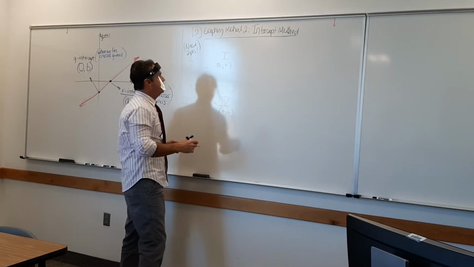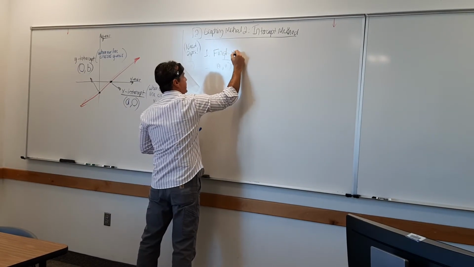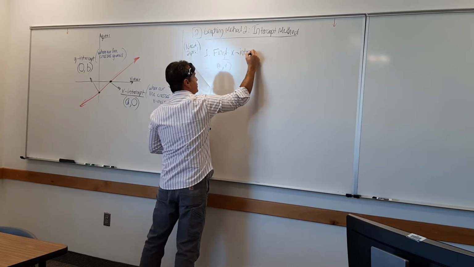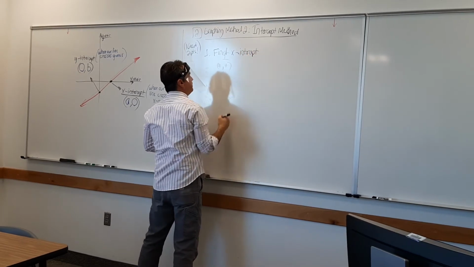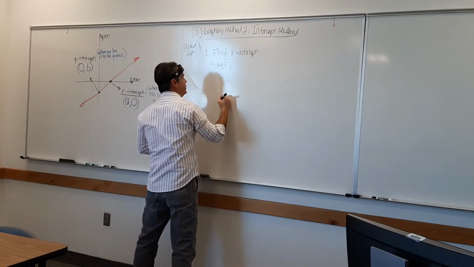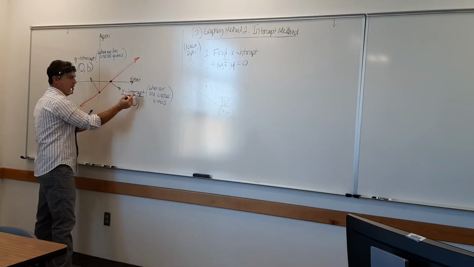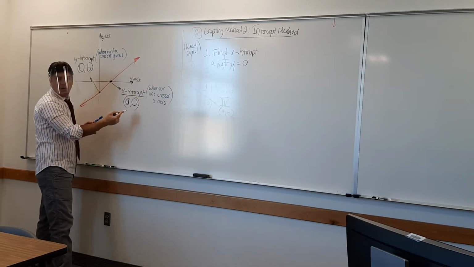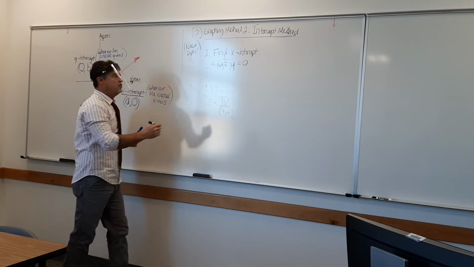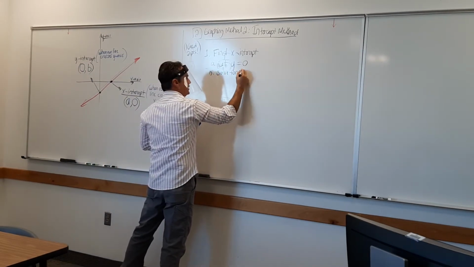Okay. Step number 1, we are going to find the x-intercept. In order to do that, step A, we are going to set y equal to 0. Look at this right here. That's because to have my x-intercept, y has to be 0. So we're going to set y equal to 0, and we're going to solve for x.